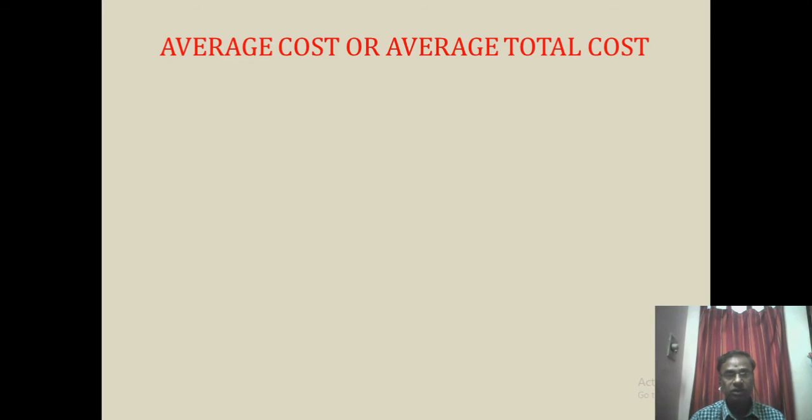The next one is average costs. It is also known as average total costs. Average cost, or the average total cost, is the sum of average fixed cost and average variable costs.